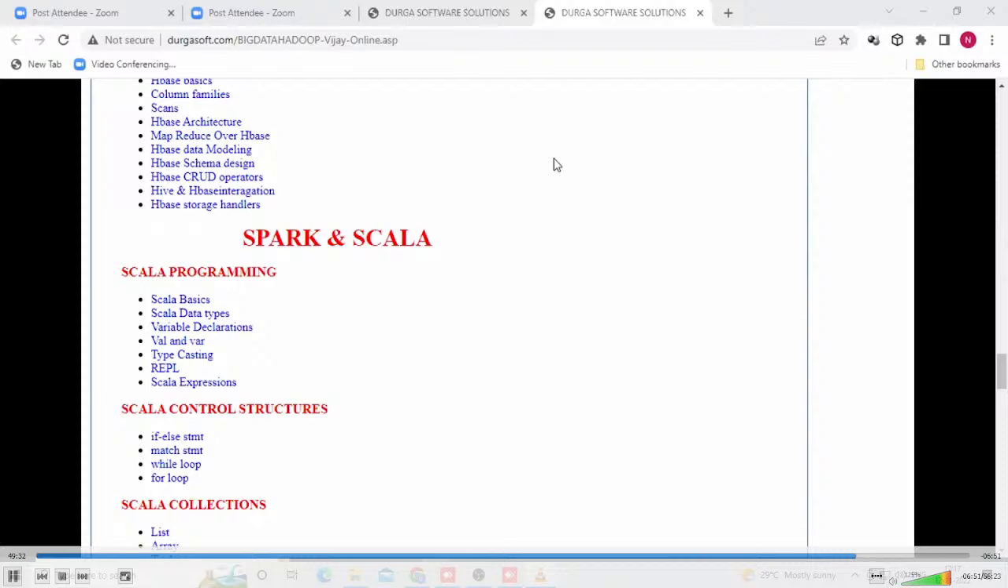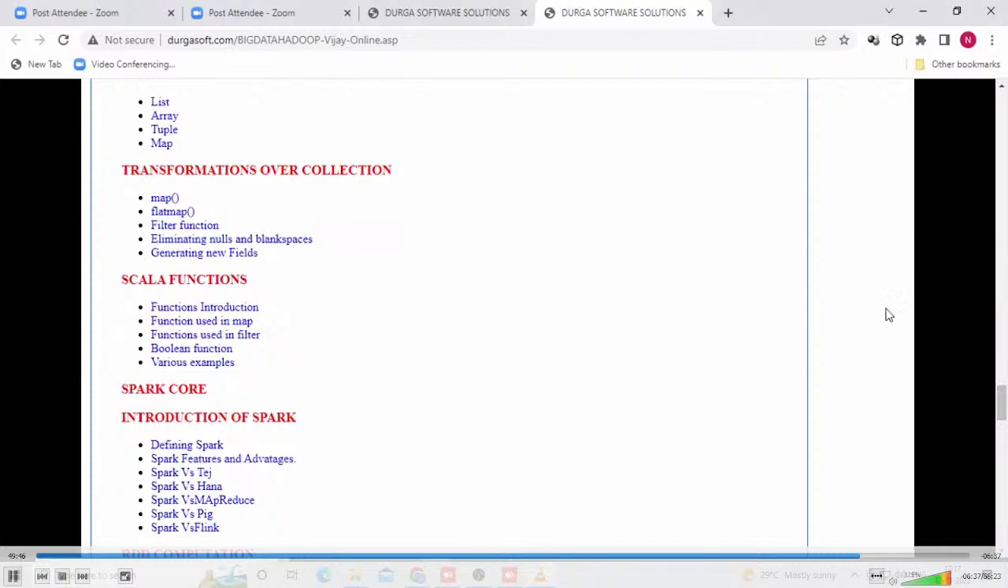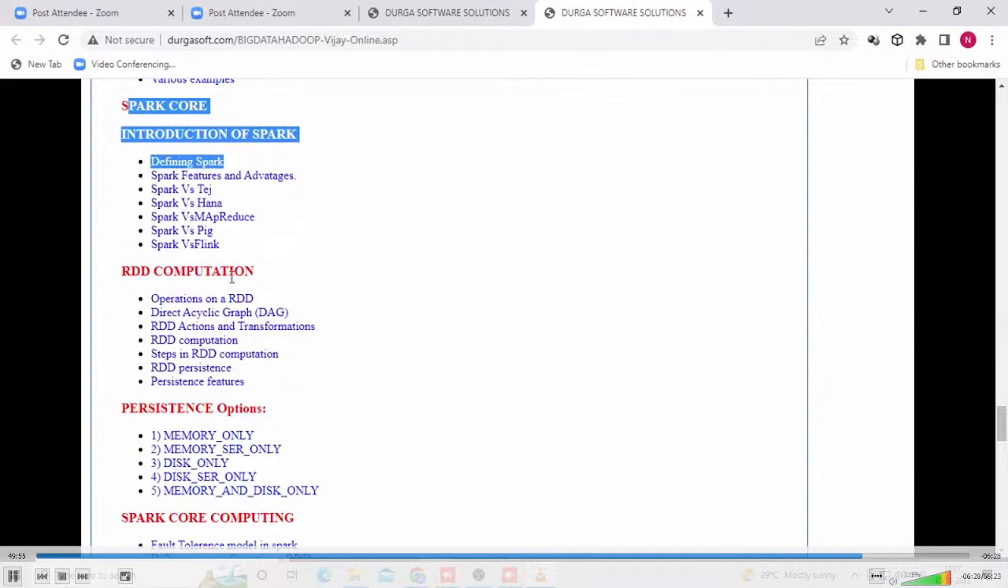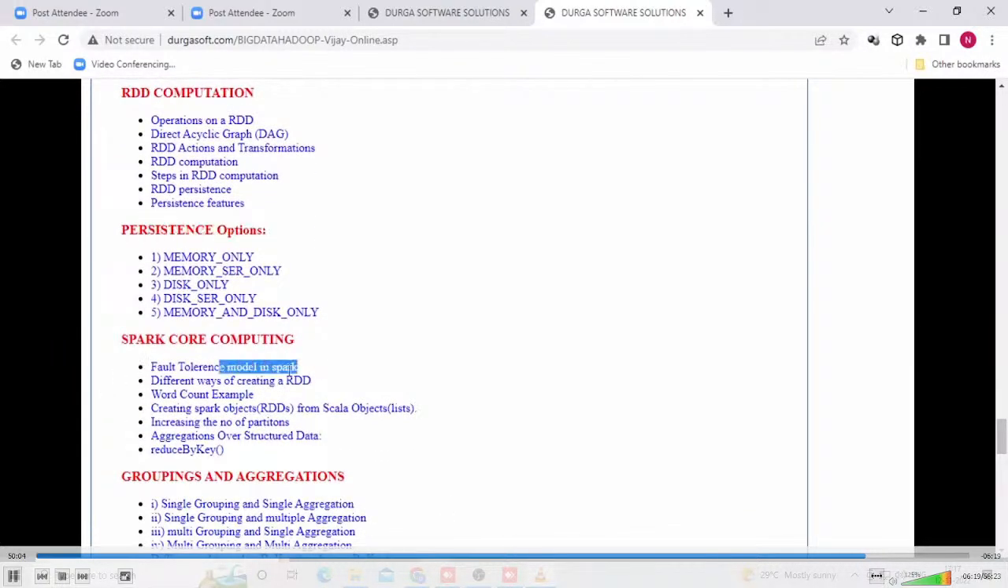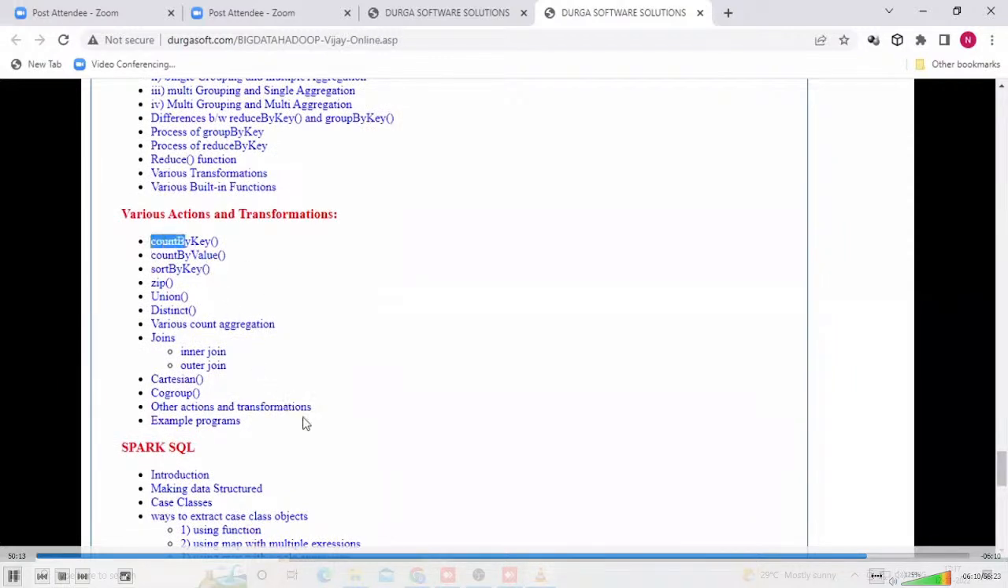Hadoop and Spark both. As part of the course, we'll be discussing Hadoop and Spark with Scala. First, I'll discuss Scala programming: Scala control structures, Scala collections, transformations, Scala functions. After that I'll come to Spark core programming: introduction to Spark, comparison with different technologies, Spark data objects, RDD, computation, persistence options, Spark core computation, fault tolerance models, different ways of creating groupings and aggregations, and various inbuilt actions and transformations one by one with many working examples.